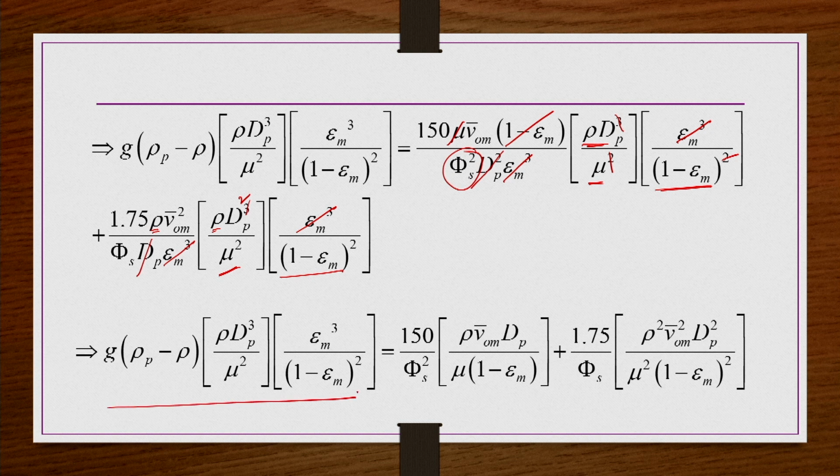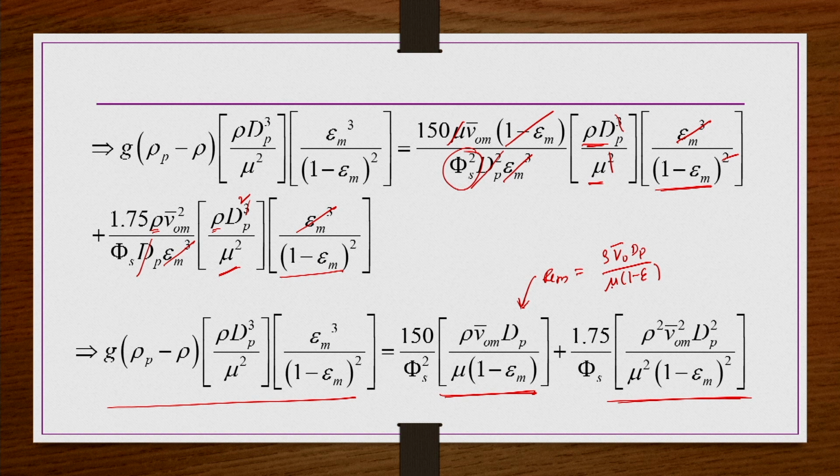So, left hand side is as it is, right hand side 150 by pi r square multiplied by this term is remaining, plus 1.75 by pi s multiplied by this term is remaining, and this is nothing but our REM. So, this is nothing but Reynolds number definition, but Reynolds number for packed bed we have defined as rho V naught bar dp by mu into 1 minus epsilon. This is how we define the Reynolds number for packed bed.